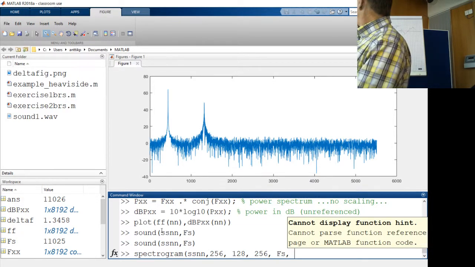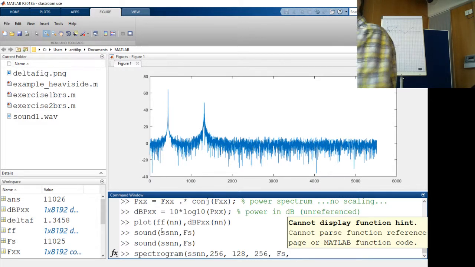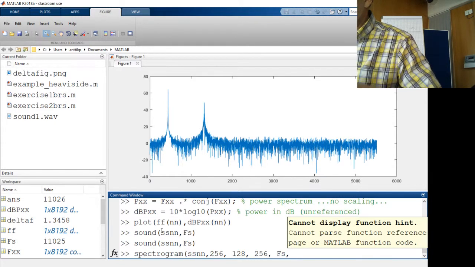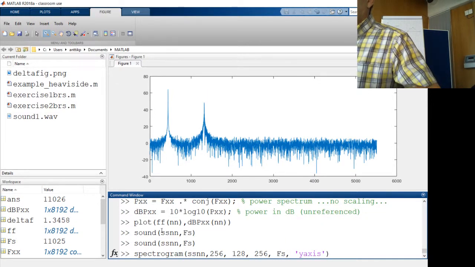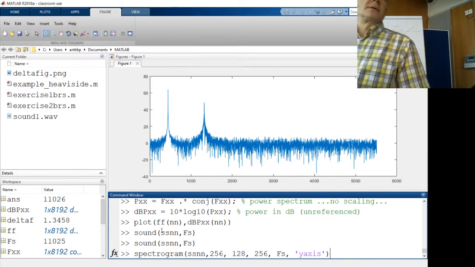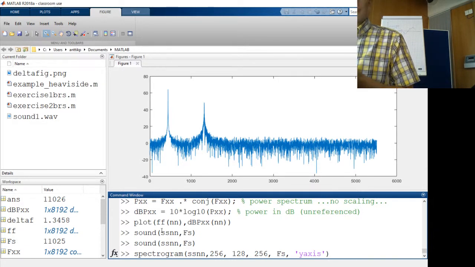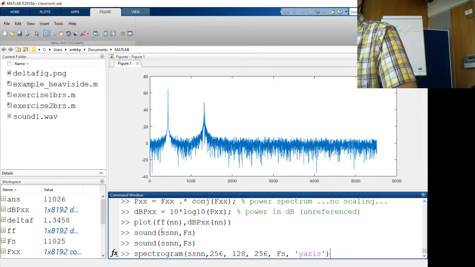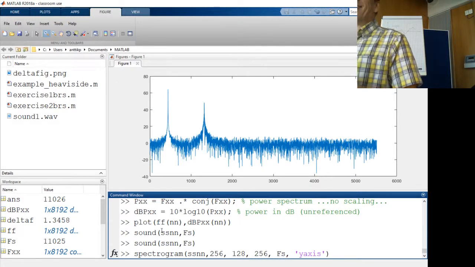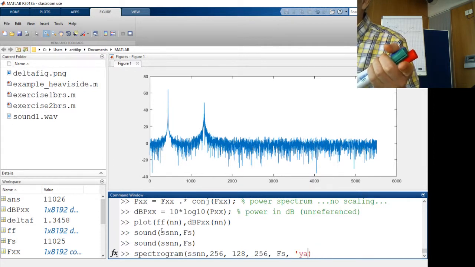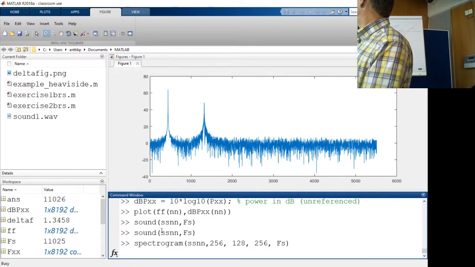Okay, then I need also another parameter here, which is y-axis. Why do I have y-axis here? Because the spectrogram function is written by morons. Seriously, I will show you what happens if I don't put it there. Just to make a point.